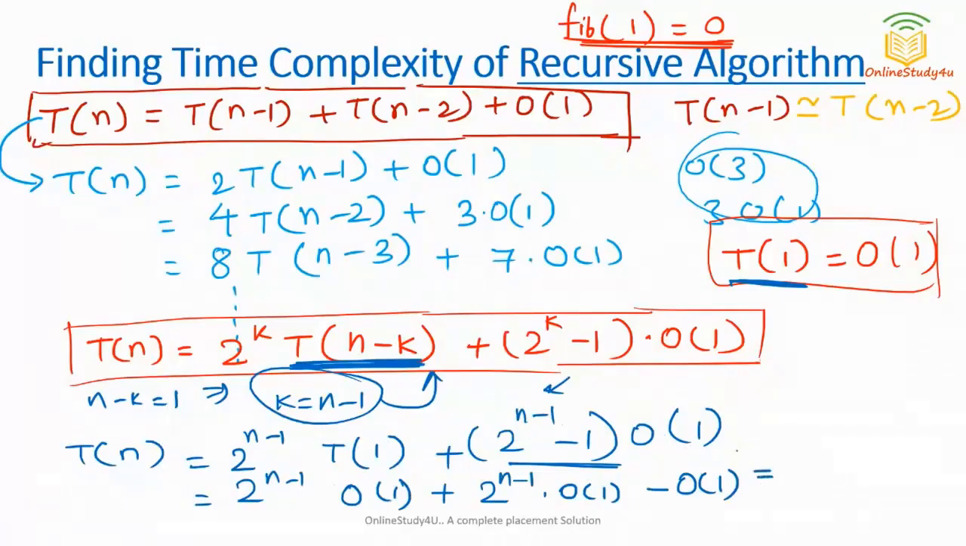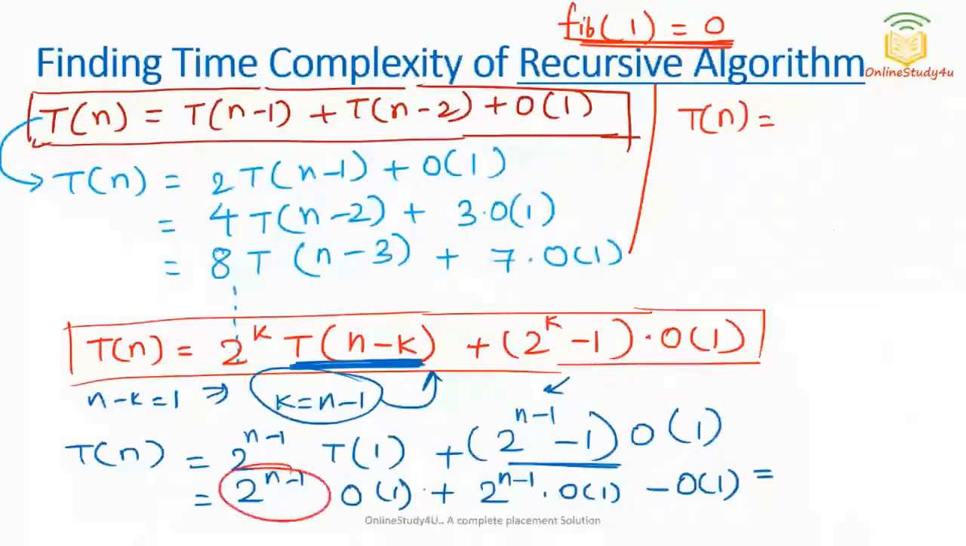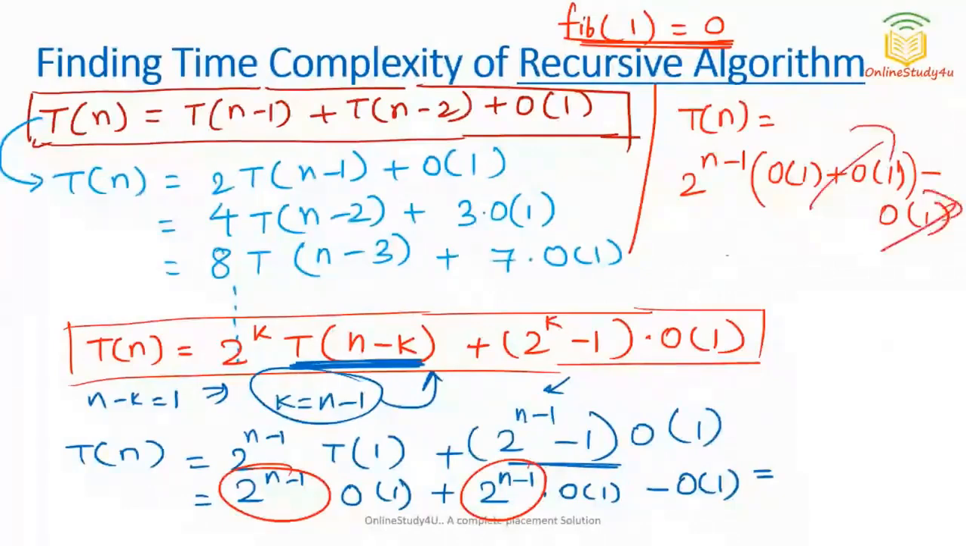Now this will become what? Okay guys, just be with me. We are going to end it now. So this T of n, if we take 2 power n minus 1 common from here and here, it will become 2 power n minus 1 into big O of 1 plus big O of 1, then we have minus big O of 1. Now all these things we can eliminate because these are constants. So it is nothing but big O of 2 power n minus 1.